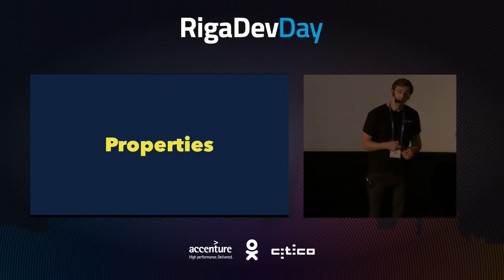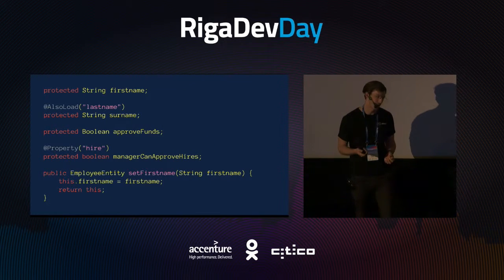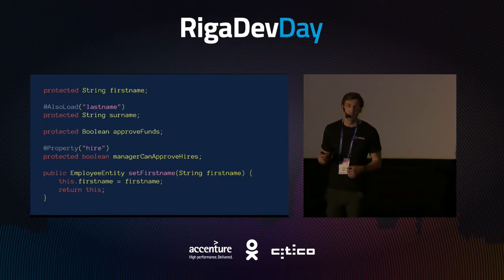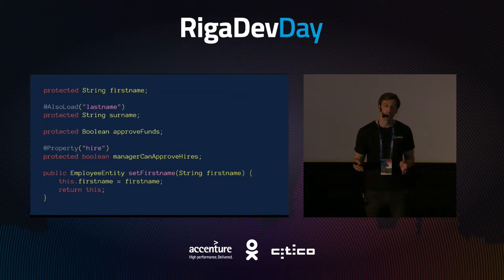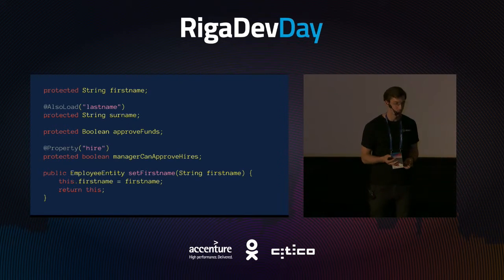Okay, so we have our entities. Now we need to store our properties and access them later on. The first thing is first name. If you don't have any annotation, it's just stored as it is. It's just a string in the database, and the attribute name is called first name.